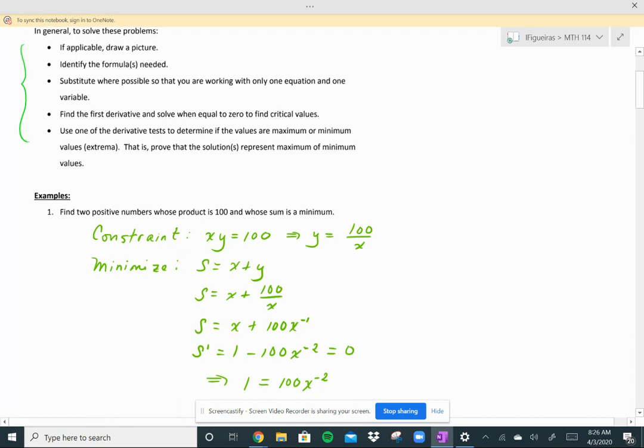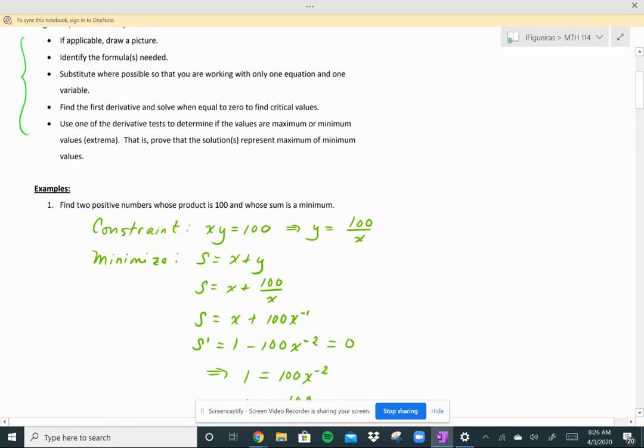Okay, so here's our first example. This is regarding two positive numbers. And you're told that the product is 100 and you want to minimize the sum. So the constraint is the restriction that's given in the problem. The product is 100, so x times y equals 100. And you want to minimize the sum, so we're going to let s equal x plus y. Make sure you identify variables and that you're using consistent variable names between the constraint and the equation that you want to optimize.